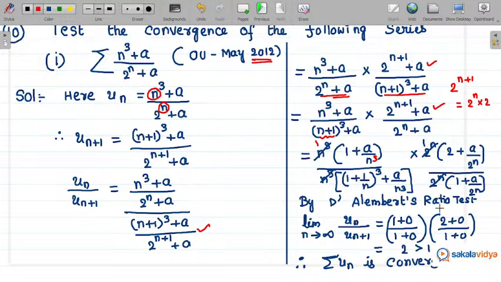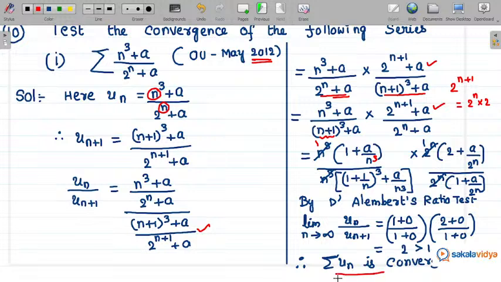So by D'Alembert's ratio test, limit n tends to infinity, un by un plus 1. So 1 plus this will be 0, 1 plus 0 whole cube plus 0. So 1 plus 0 by 1 plus 0 into 2 plus a by 2 to the power of n is also 0, 1 plus a by 2 to the power of n is 0. So 1 into 2 by 1 into 1, that is 2, 2 is greater than 1.